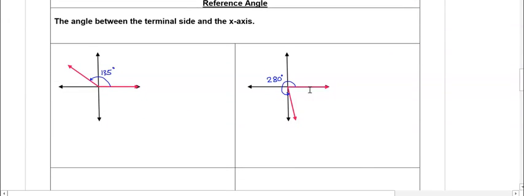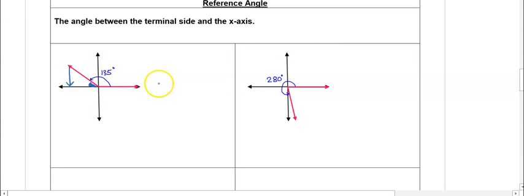So the angle between the terminal side and the x-axis, that's what the reference angle is. So in this perfect example right here, we have 135 degrees, and the reference angle is this little area right here. It's between the terminal side, where it ends, and the x-axis. It's the quickest way to get down to your x-axis, or sometimes up.